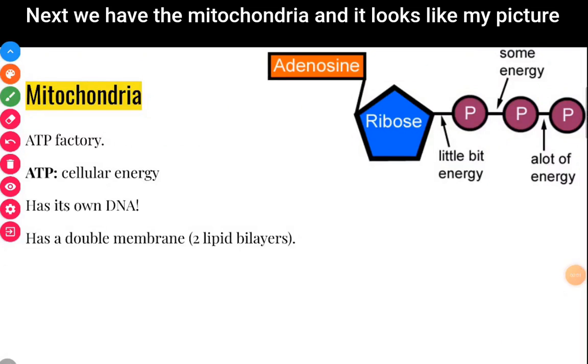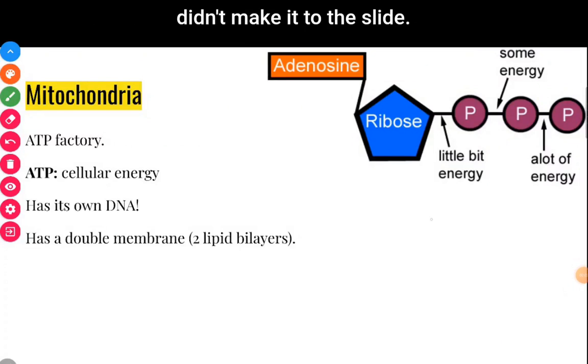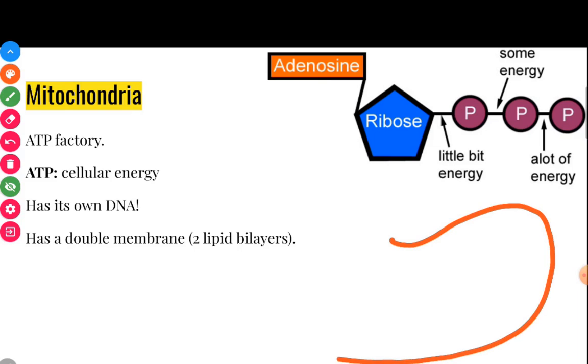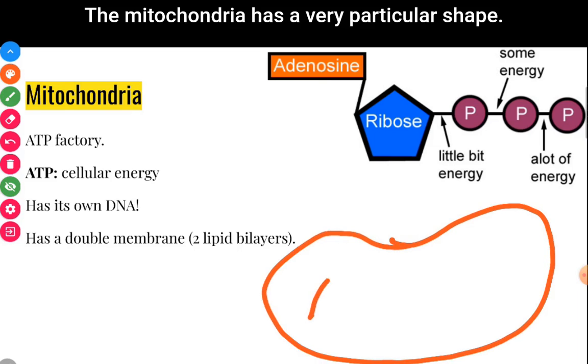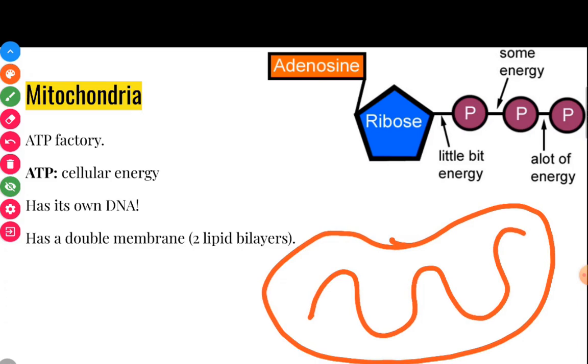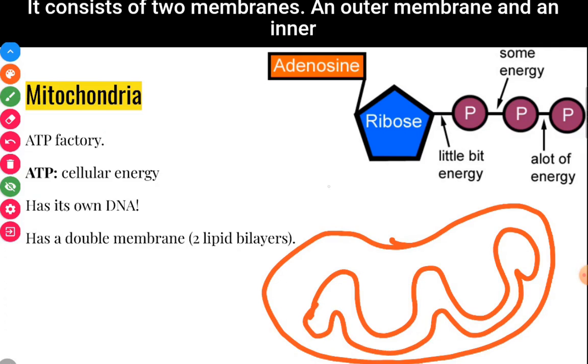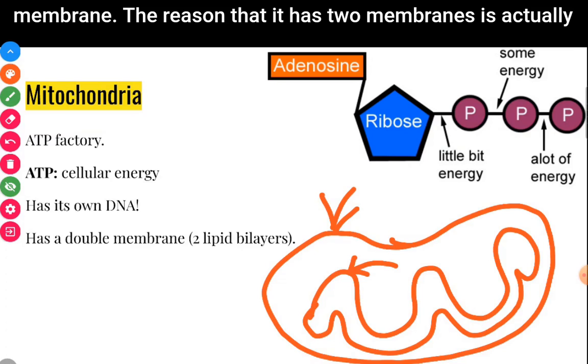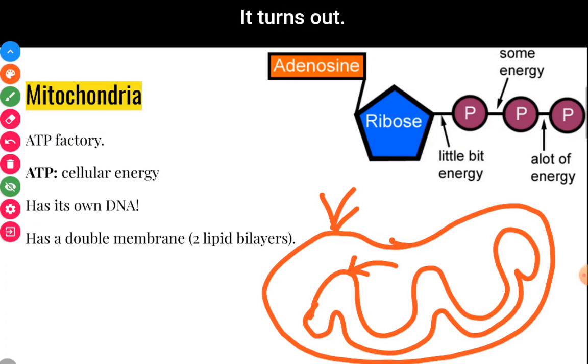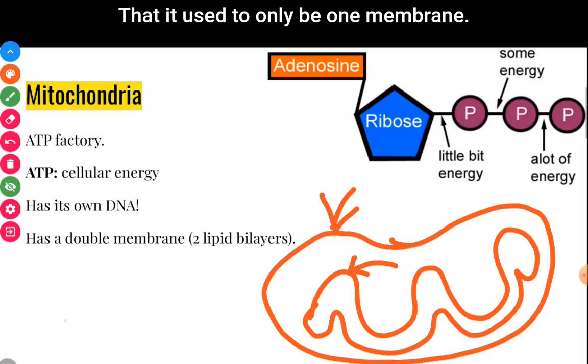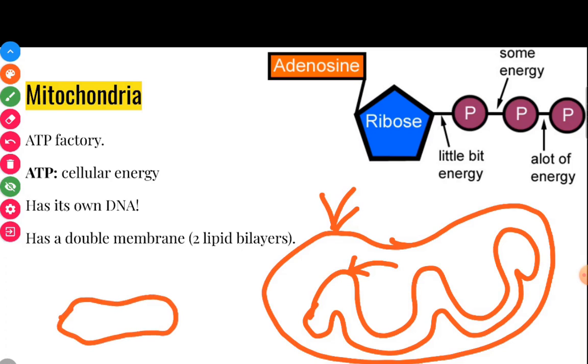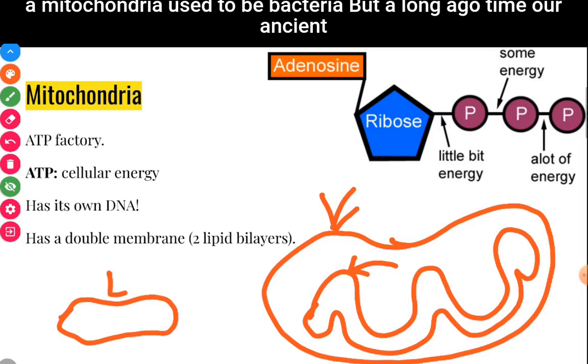Next we have the mitochondria, and it looks like my picture didn't make it to the slide, so I'll draw it here. The mitochondria has a very particular shape. It consists of two membranes, an outer membrane and an inner membrane. The reason that it has two membranes is actually pretty interesting. It turns out that it used to only be one membrane. A mitochondria used to be bacteria.